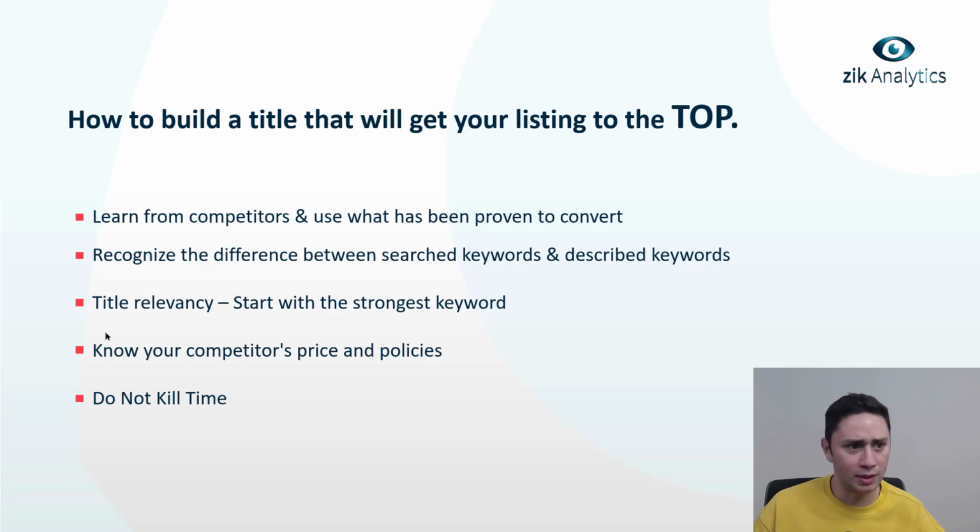And this takes me to the third bullet point, title relevancy. Always start with the strongest keywords at the beginning. So always start your title with the strong searched keywords. But again, you need to find the balance between not changing the keywords too much from the competitors you're competing with, but on the other hand, optimize and improve it, okay? And the fourth bullet point, know your competitor price and policies. I discussed it in the beginning.